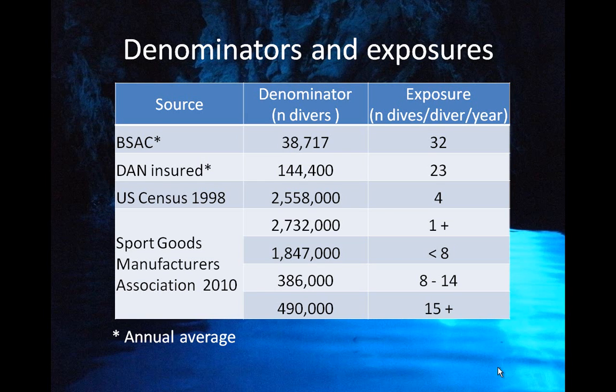If we want to put everything in perspective, we need numbers, and these are denominators: numbers of divers or participants in diving, and also exposure, or the number of dives per diver per year. There are a few data that are more or less complete, and some of these data I've shown here. We use this in establishing rates of fatalities.